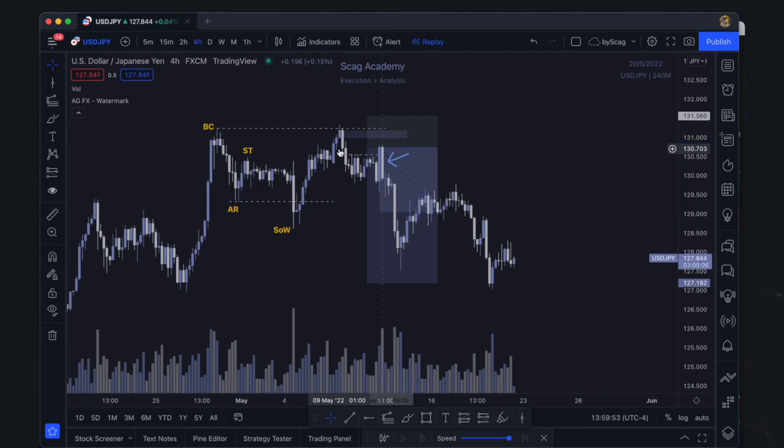Just because they brought price up doesn't necessarily mean that buyers are in control. It just means that they're allowing price to move up so they can get better prices on their shorts, right? You don't actually need buying activity to bring price up. You just need a lack of sellers, right? And that's what they did. They stopped selling down here, they let price rise up, and they took advantage of those higher prices.